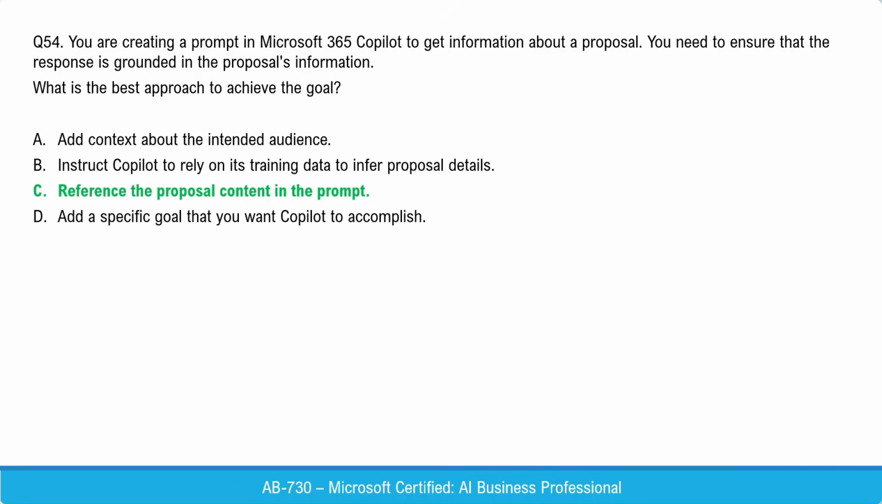Now look at the other options. Option A talks about the audience that affects tone, not accuracy. Option B suggests relying on training data, which can lead to incorrect or made up details. Option D is about setting a goal that helps structure the task but does not ensure grounding. So the correct answer is C.